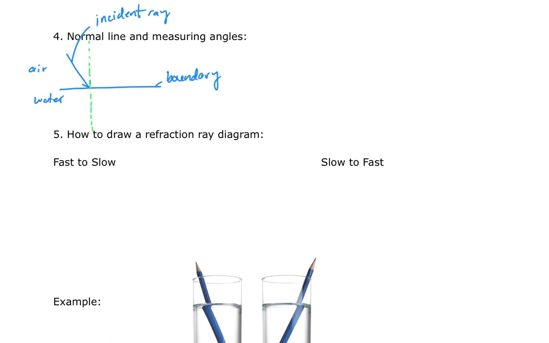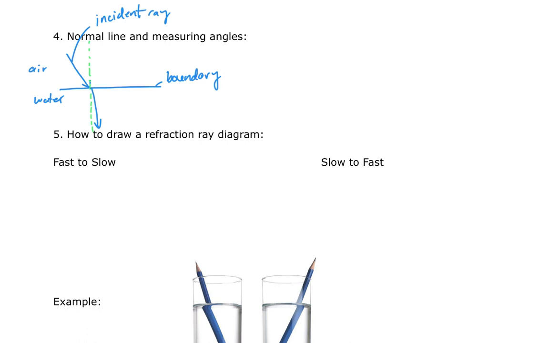Now, if this is really the boundary between air and water, we could get some reflection as well, but we'll talk about that later. But most of the light is going to go through the water, and it's going to bend, okay? And when it bends, we're going to see something like this. We're going to see that light bend this way. We'll talk about why that is in a little bit, okay?